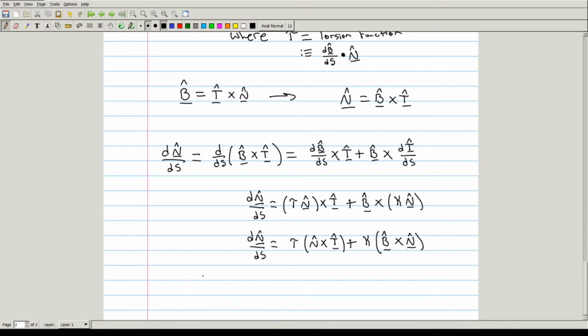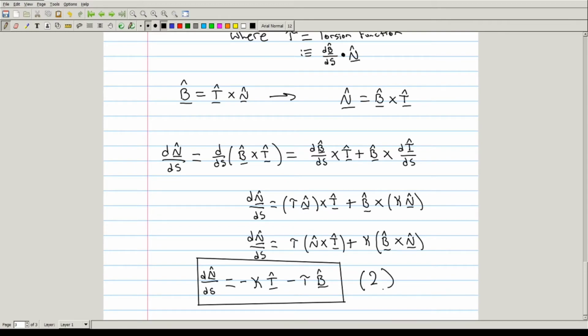The final expression that we have is that dn hat ds, the rate of change of the unit normal vector, is going to be negative kappa times t hat minus tau times b hat. And this third equation that we've derived is actually what's called the second Frenet formula. And now we'll actually see why this is the nicest way of writing these three formulas.